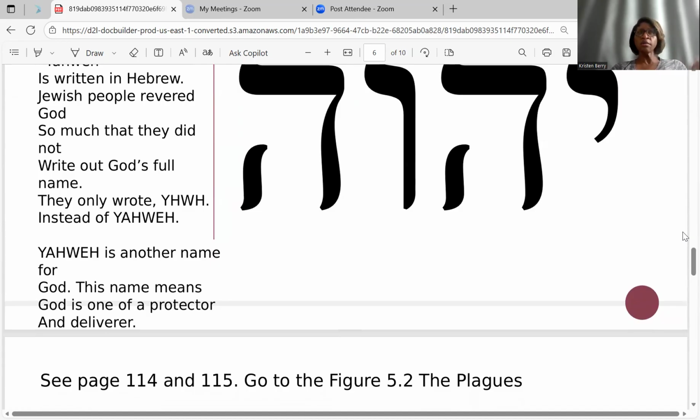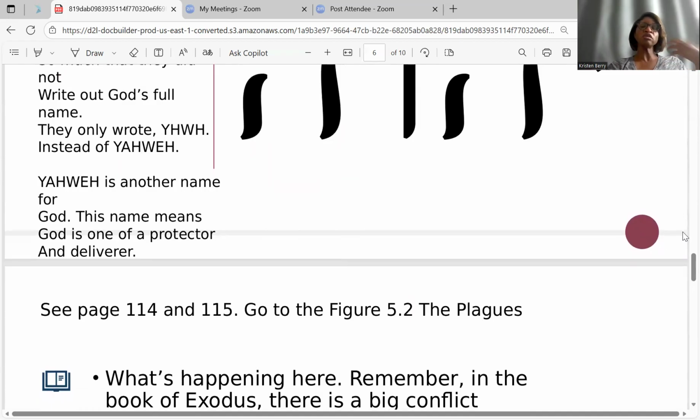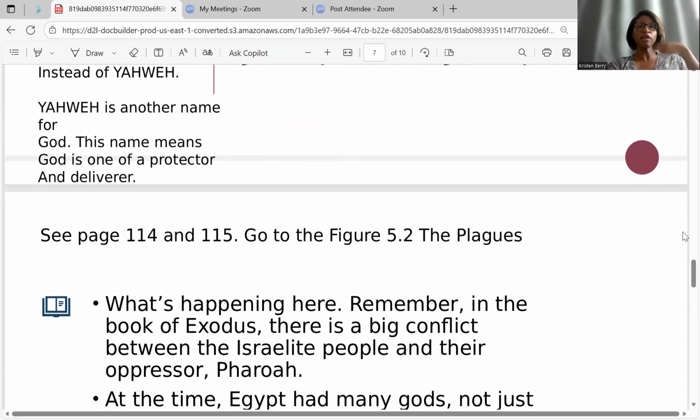We talked about multiple names for God, I think last week, but this name Yahweh means God is a protector and deliverer. So when we read these different names or titles of God, we see how God acts as protector and deliverer, keeping the Israelite people, providing them with food, traveling with them, keeping them safe. And so the name is very important because we see how God interacts with the people in that particular task as protector and deliverer.